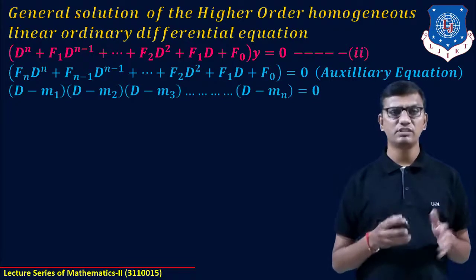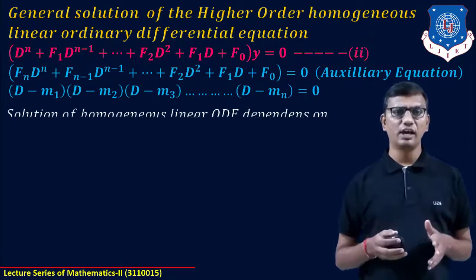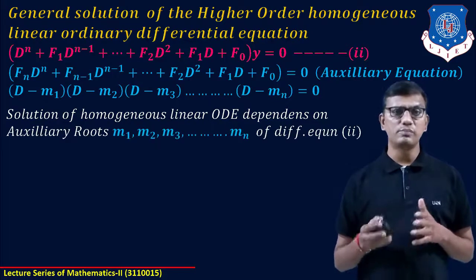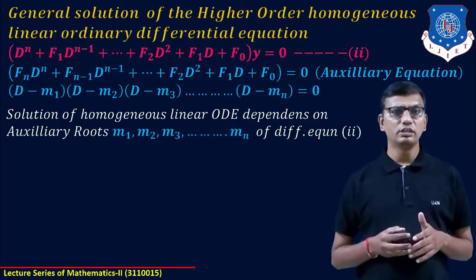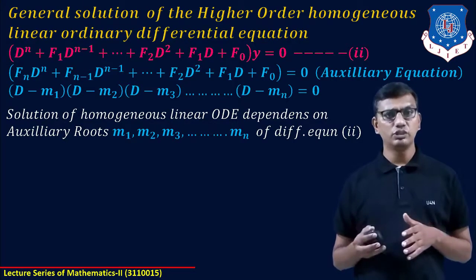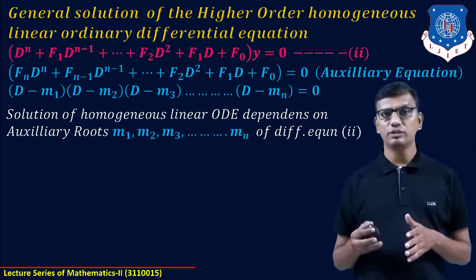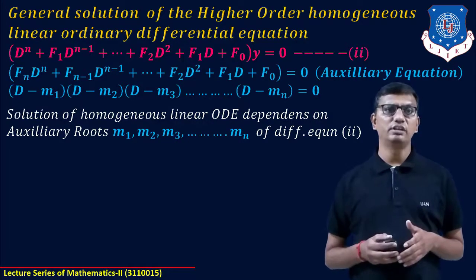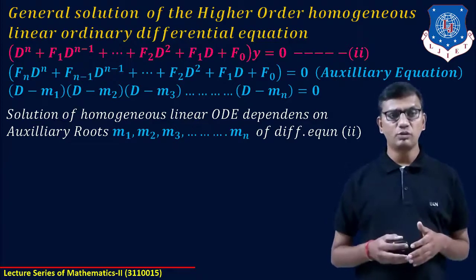Already we have seen in the previous slide that the auxiliary roots are m1, m2, ..., mn, and our solutions depend on these auxiliary roots. Here D minus m1 is equal to 0, or D minus m2 equal to 0, or D minus m3 equal to 0. These are first order differential equations.